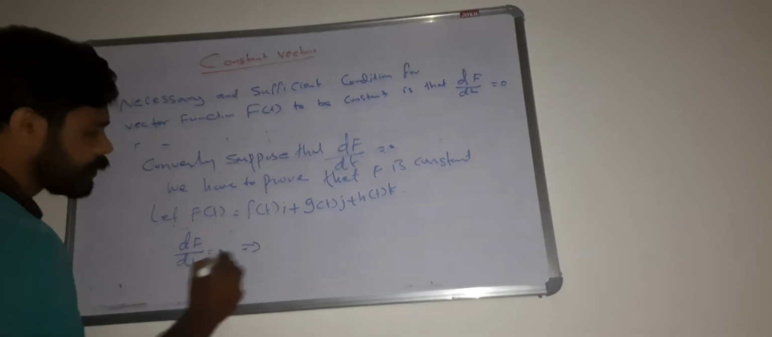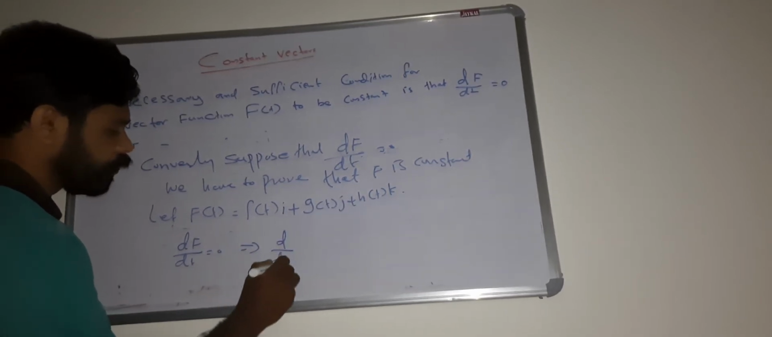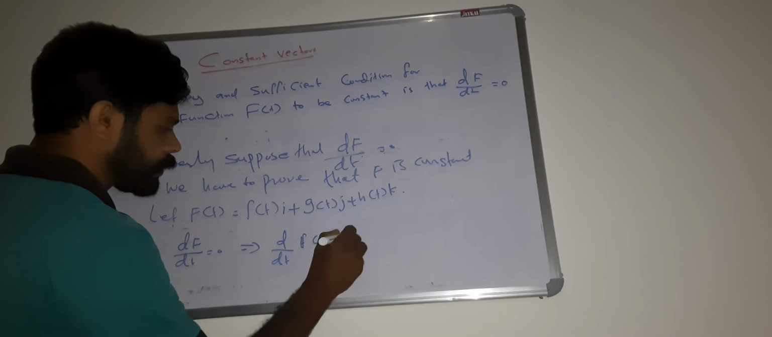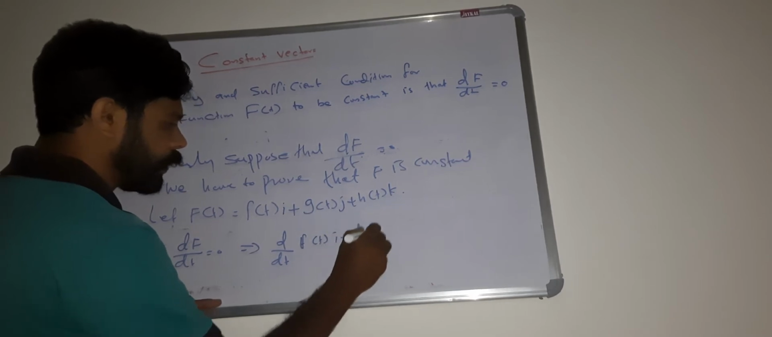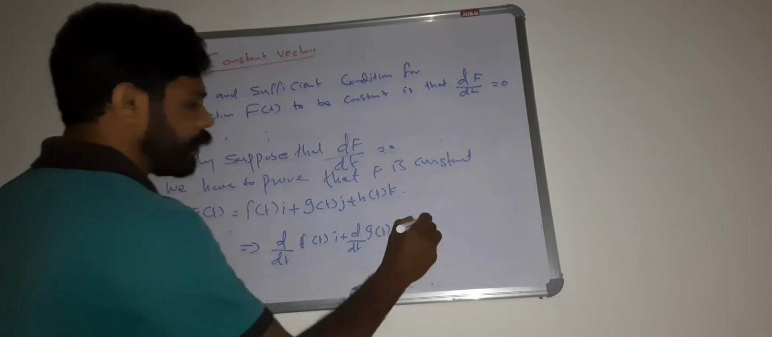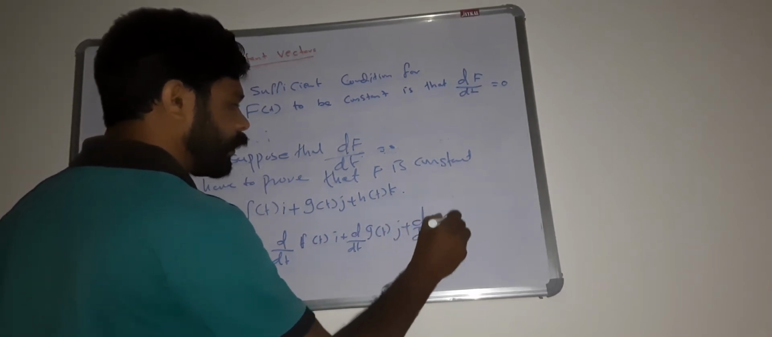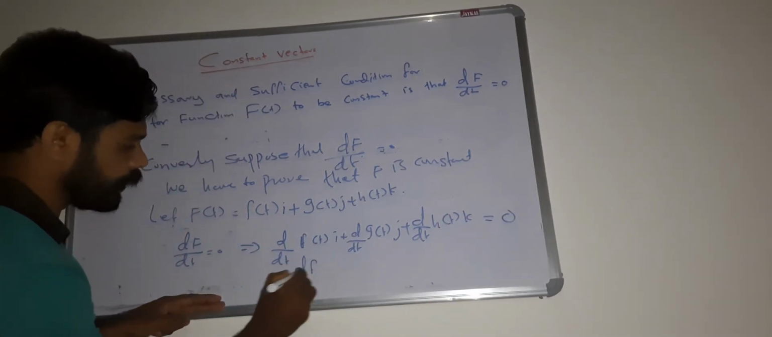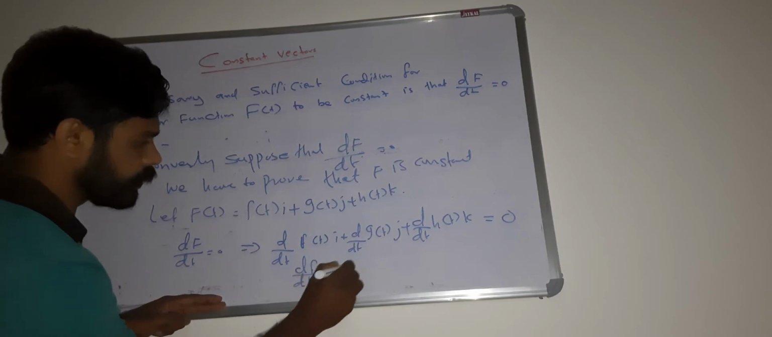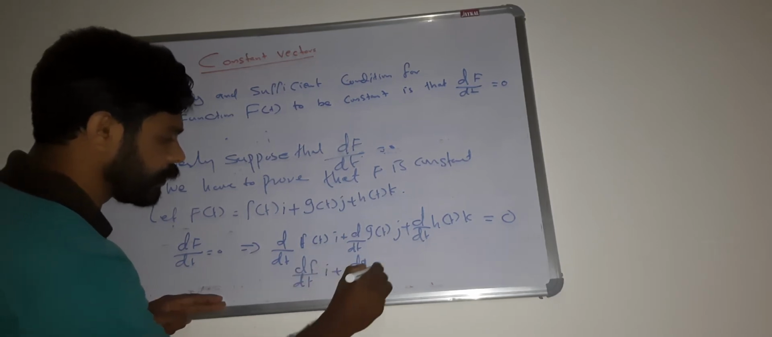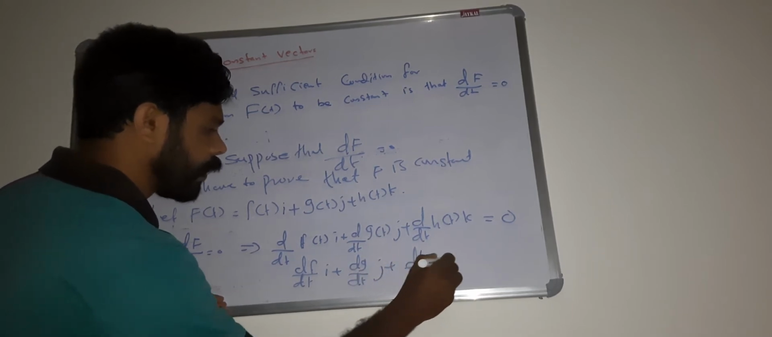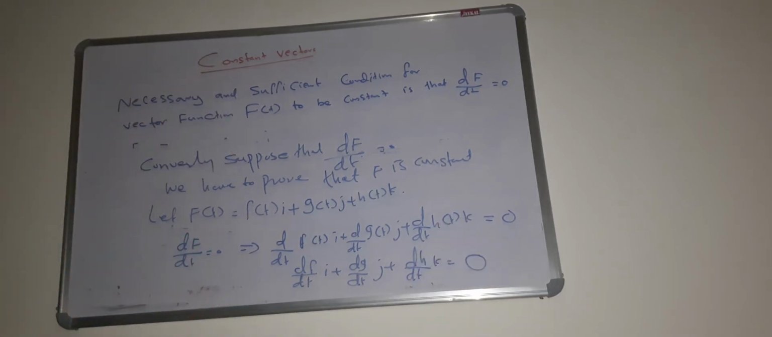We have given that df by dt equal to 0. So df by dt means d by dt of f, which implies d by dt of small f of t i plus d by dt of g of t j plus d by dt of h of t k equal to 0. That is df by dt i plus dg by dt j plus dh by dt k equal to the 0 vector.